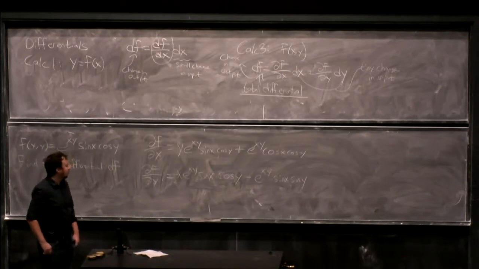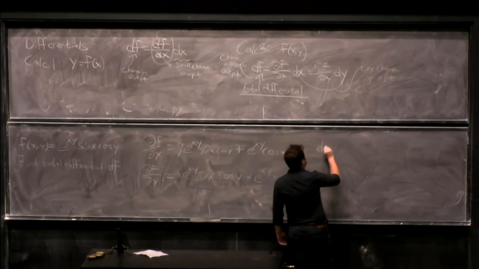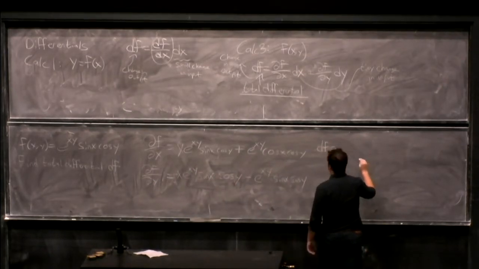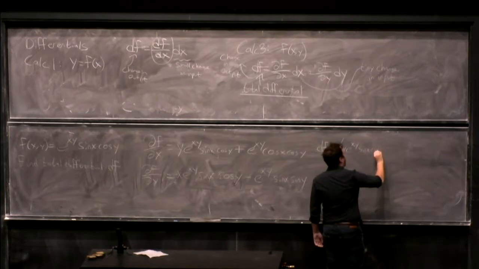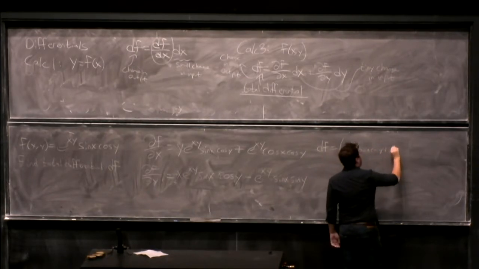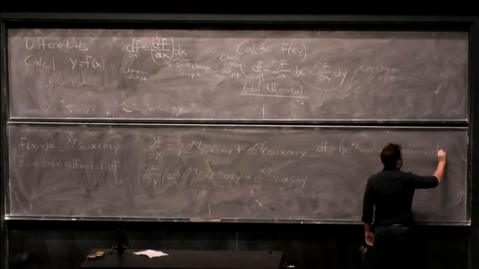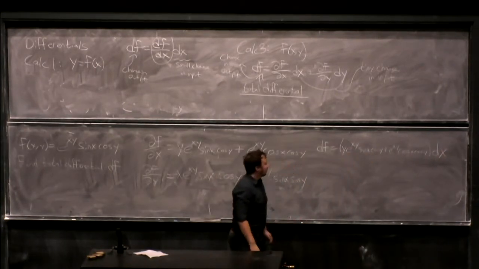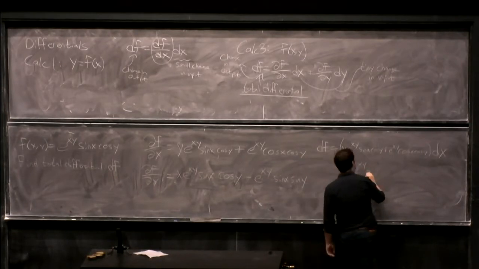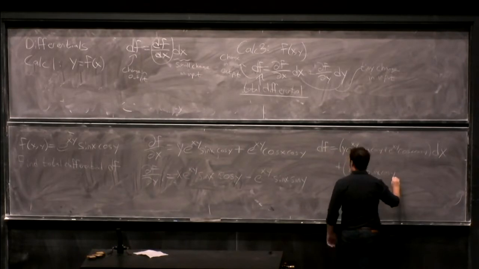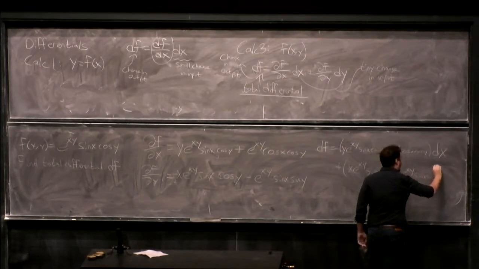And now I'm going to stick those in my total differential. So df is the partial derivative with respect to x, so all of this stuff: e to the xy, sine of x, cosine of y, plus e to the xy, cosine of x, cosine of y. And that's times a dx. And then I have the same thing, only for my y derivative: cosine of y minus e to the xy sine of x sine of y. And that's times a dy.